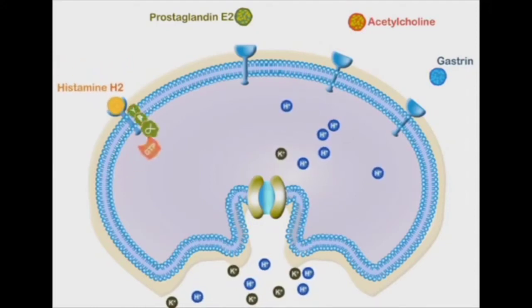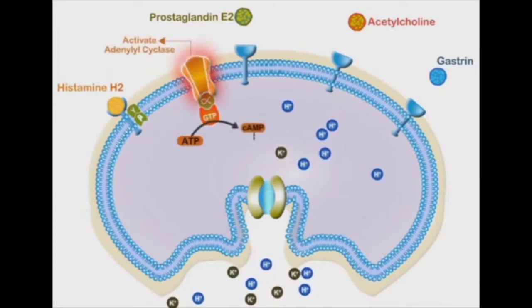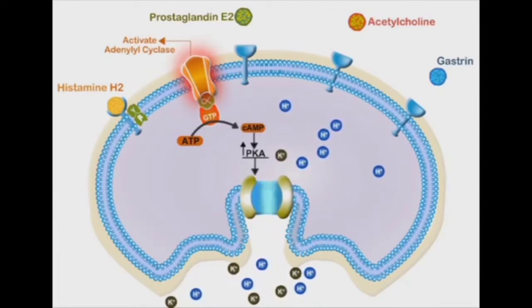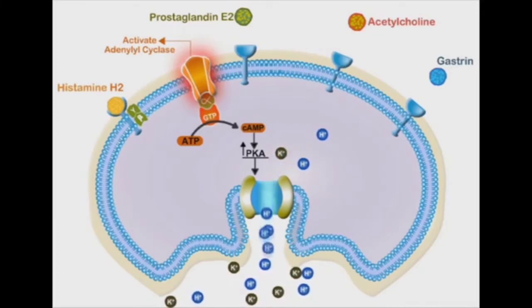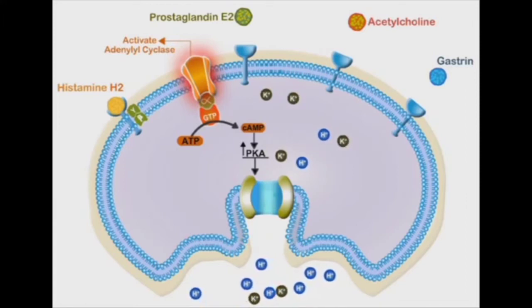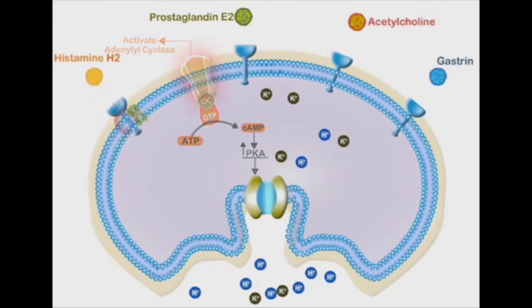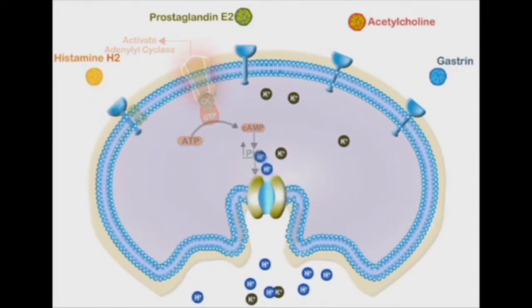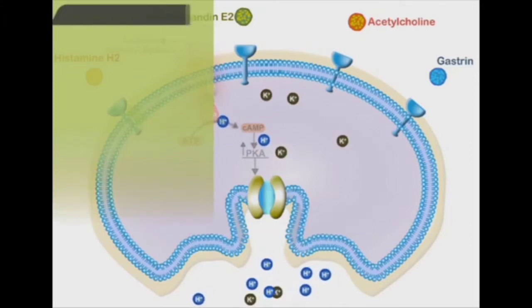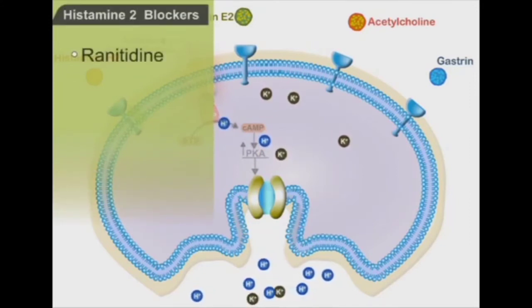Binding of histamine 2 molecules to their G-coupled receptors results in the activation of adenylyl cyclase enzyme. The active enzyme, in turn, increases the activity of protein kinase A enzyme, which enhances the proton pump function. As expected, blocking of histamine 2 receptors will reduce proton pump activity and acid secretion. Histamine 2 blockers include ranitidine and famotidine.